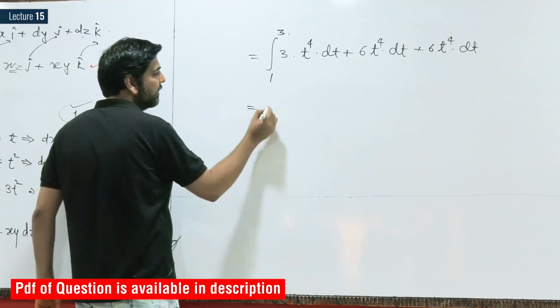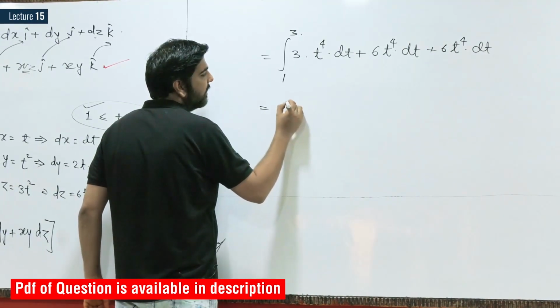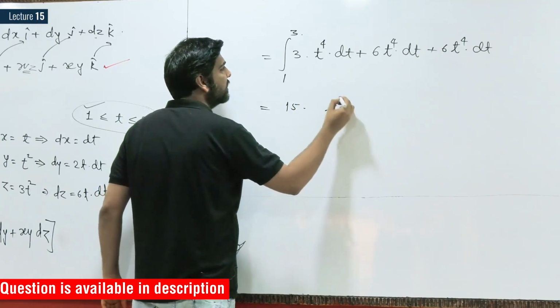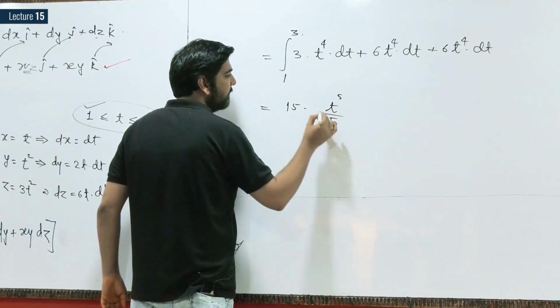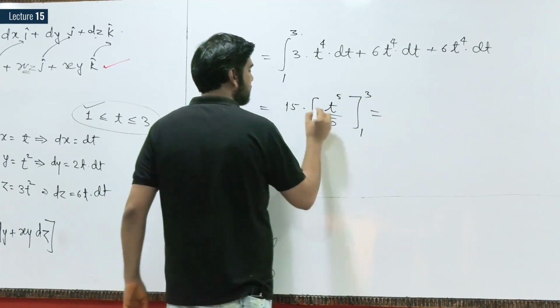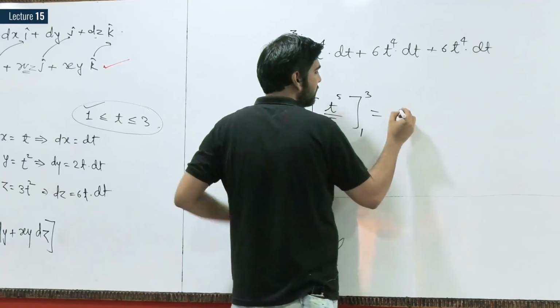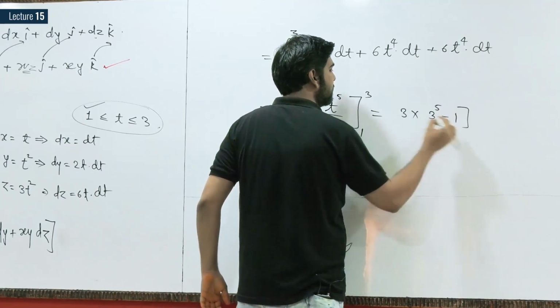Okay, I am solving it. So this is nothing but 6 plus 6 is 12, plus 3 is 15, into t raised to power 4. So integration of t power 5 by 5, with limits 1 to 3. So this is nothing but 3 into 3 power 5 minus 1. This will be the answer.